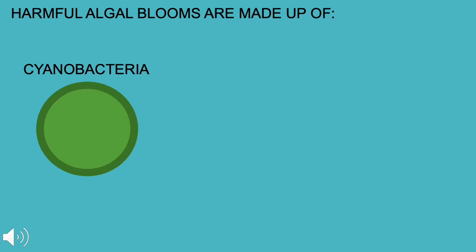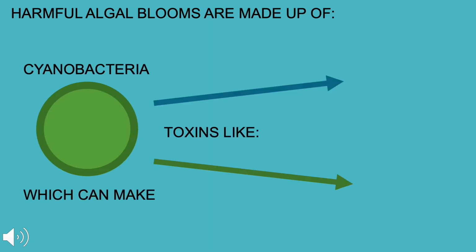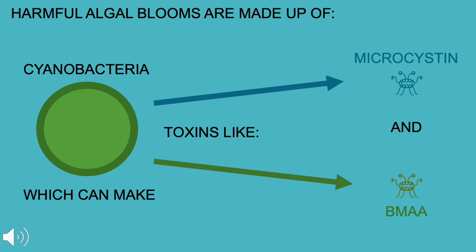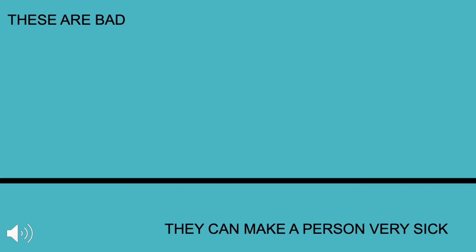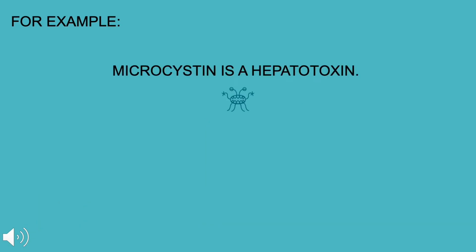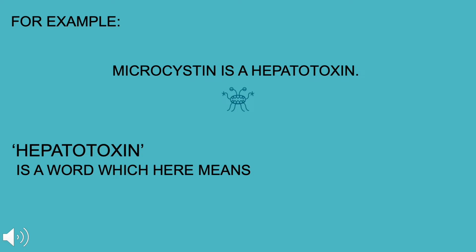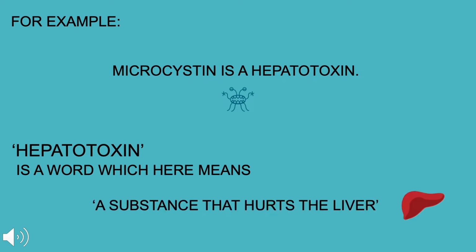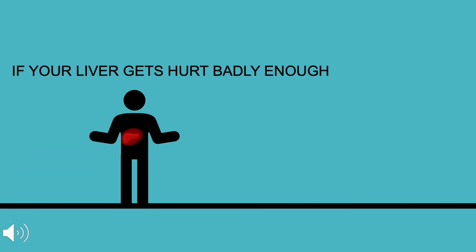Harmful algal blooms are made up of cyanobacteria, which can make toxins like microcystin and BMAA. These are bad. They can make a person very sick. For example, microcystin is a hepatotoxin. Hepatotoxin is a word which here means a substance that hurts the liver. If your liver gets hurt badly enough, you may die.